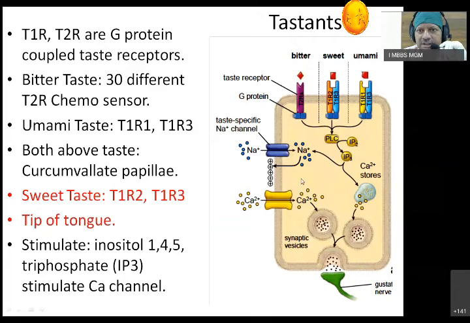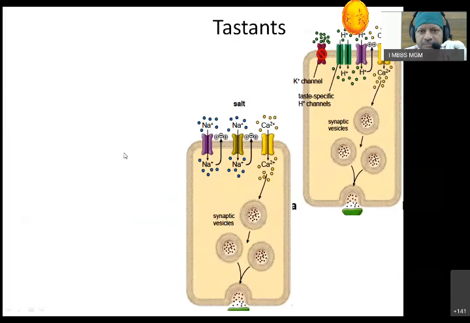So bitter and umami go with circumvallate. Specific receptors are stimulated, and only then will the typical type of sensation be created. All this is studied in great detail when we talk about various diseases of the tongue, which is a branch in itself. So these three tastes, bitter, umami, and sweet, use G protein coupled taste receptors.